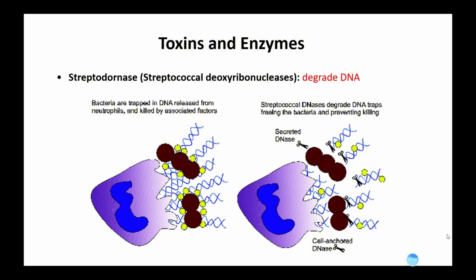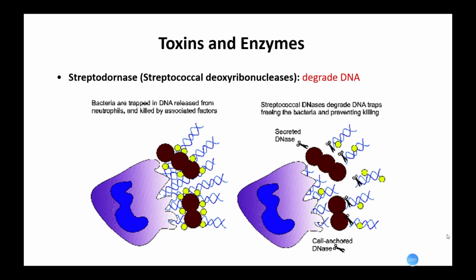It also produces an enzyme called streptodornase. The full name of this enzyme is Streptococcus. Okay, D means deoxy. R here means ribo. N means nucleo. So this is a streptococcal deoxyribonuclease. So actually it's a DNase. It degrades DNA molecules.